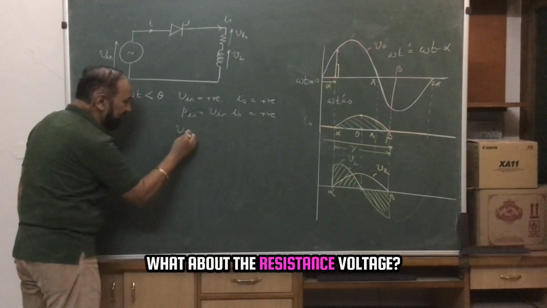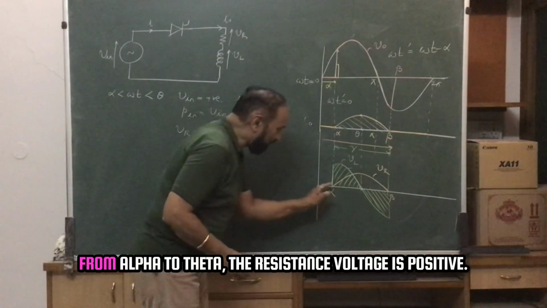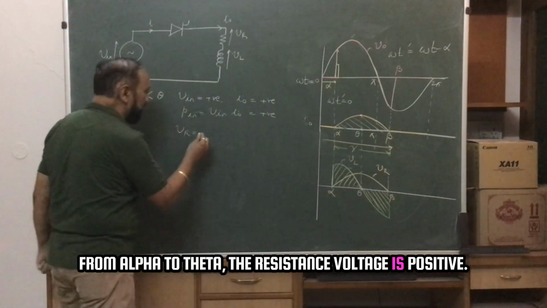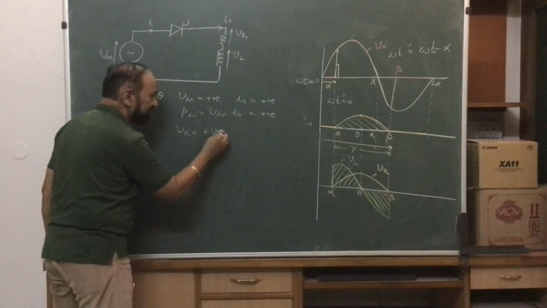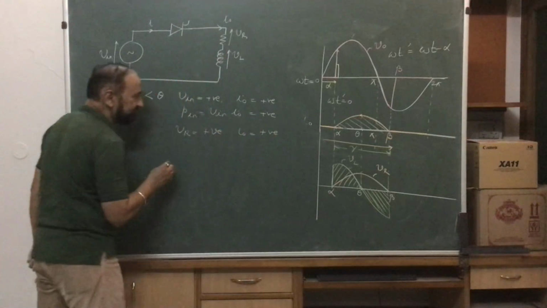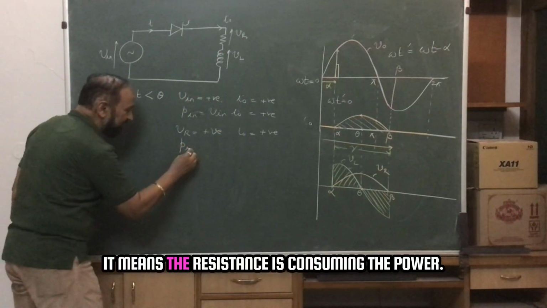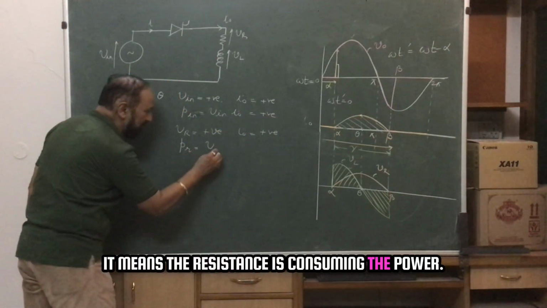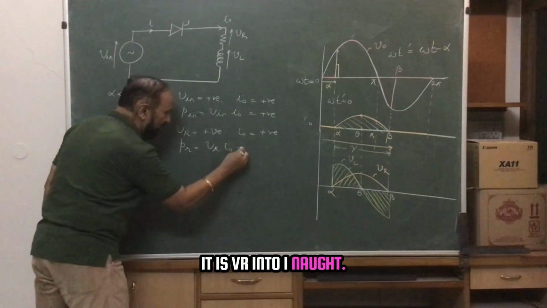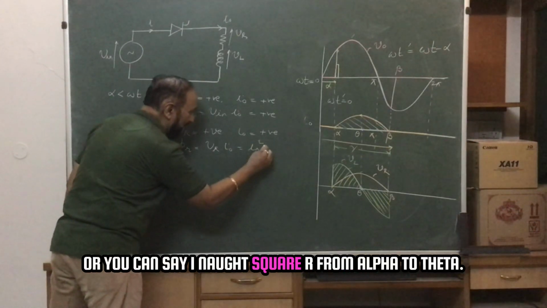What about the resistance voltage? From alpha to theta, the resistance voltage is positive. Current through the resistance is positive. It means the resistance is consuming the power. It is VR into I naught, or you can say I naught square R.